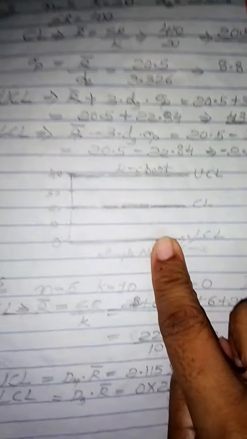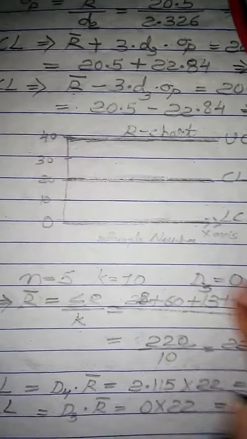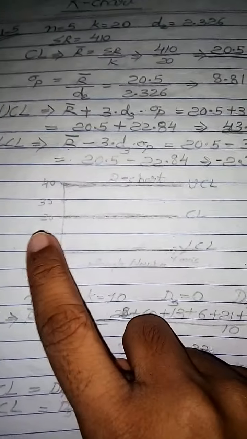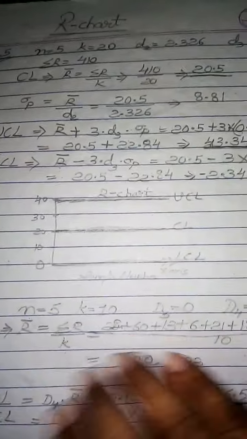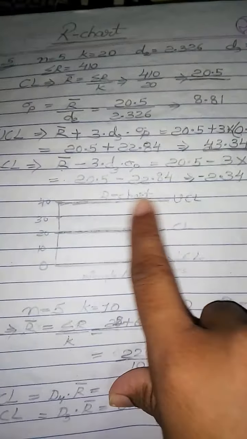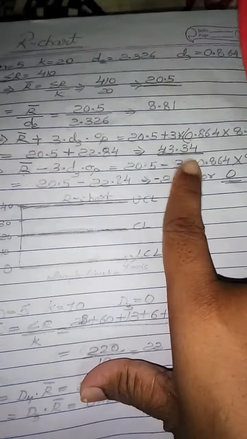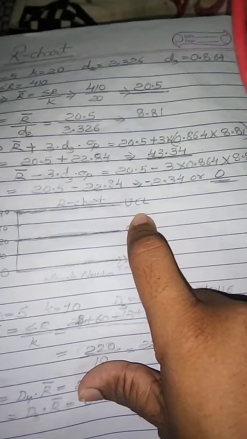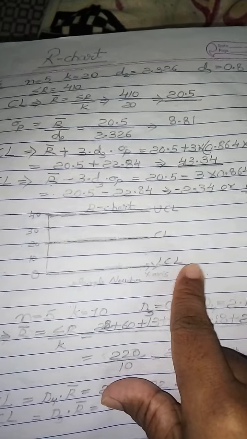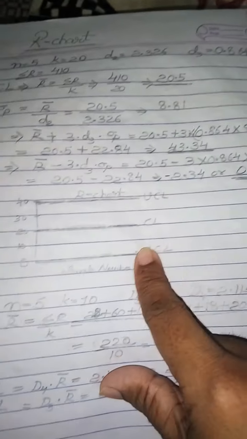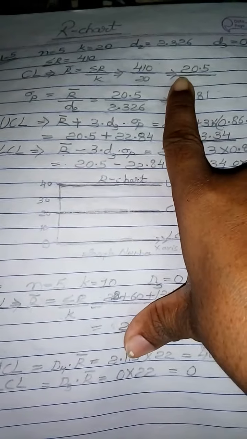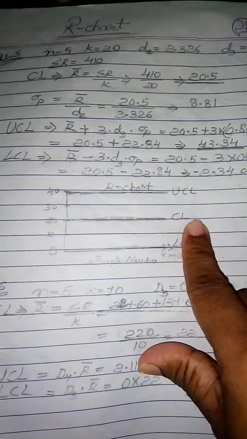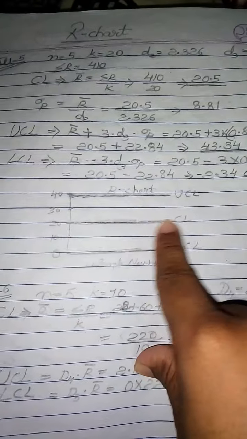By plotting it on the graph, we get the sample number on the x-axis, and on the y-axis 10, 20, 30, 40. Let's consider it like that. Then the UCL of 43.34 we considered as 40, the lower limit as 0, and the central line of 20.5 here considered as 20.